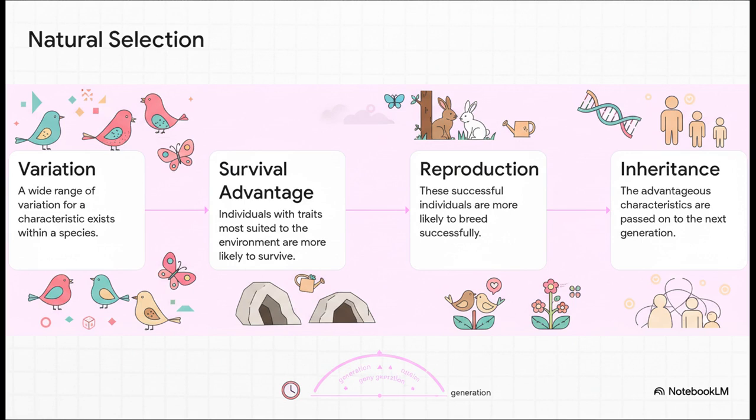Some individuals happen to have traits that give them an edge. This makes them more likely to survive and reproduce. And because they reproduce, they pass on those successful genes. Do that over and over for generations, and the whole species begins to change.